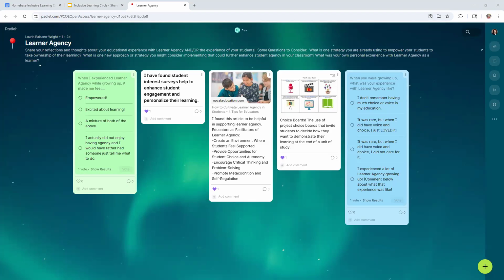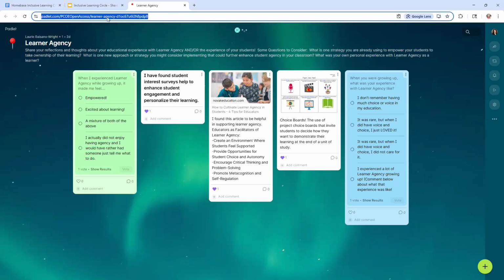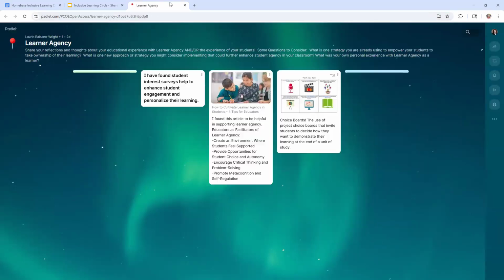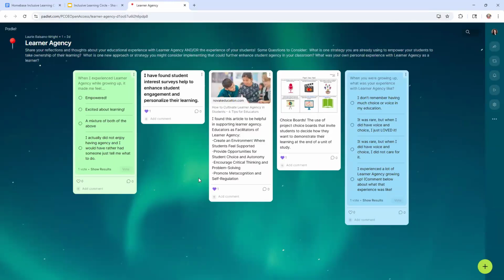So please feel free to react or add any posts to this. And if it's easier and you'd prefer to just use the chat, please feel free to do that as well. Whatever works best for you as we're reflecting on this. I think sometimes I have to refresh too.